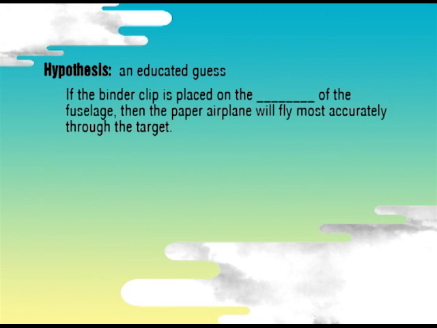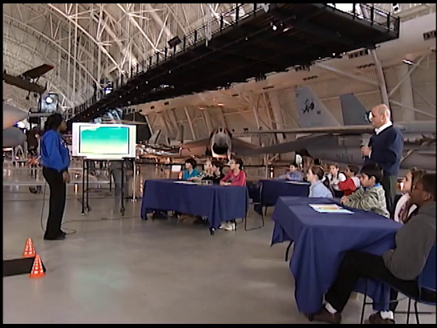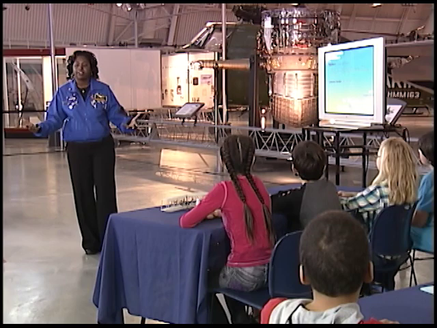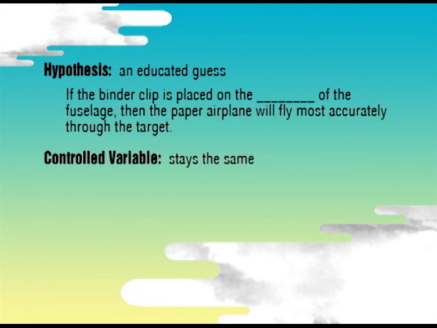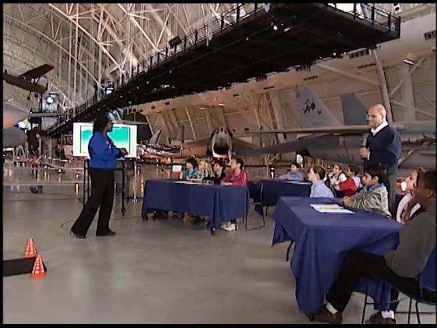The hypothesis is when you take an educated guess at what you think is going to happen. So, our hypothesis states that if the binder clip is placed in the blank of the fuselage, then the paper airplane will fly most accurately through the target. The fuselage is the body of the plane. The next step is actually the control variable. The control variable is something that the scientist is going to keep the same. What can we keep the same? Our paper airplanes. We're going to keep the paper airplanes the same by using a template. So we're all going to fold together and use a template.